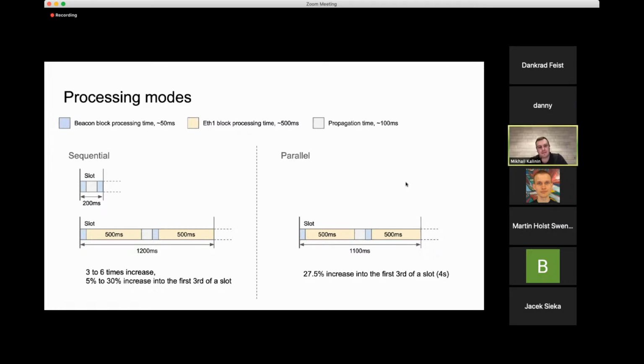Yeah, by the way, I have a quick question to client implementers on the front side. What is the Eth1 block processing time at the moment on an average machine? Do you have any intuition on that? About 100 to 200 milliseconds. Nice. Yeah, cool.